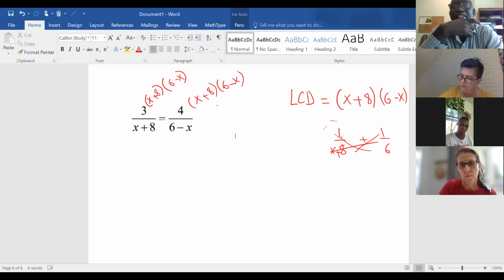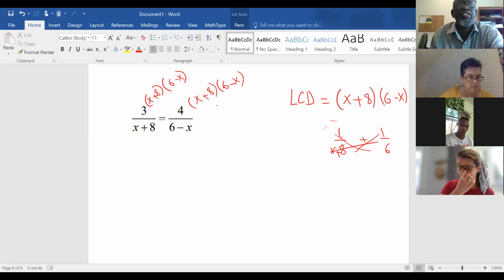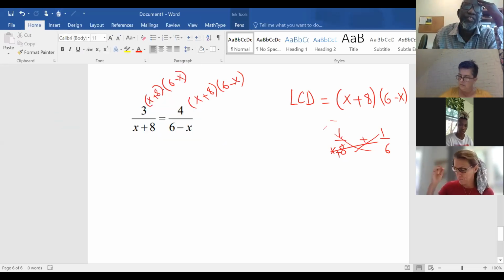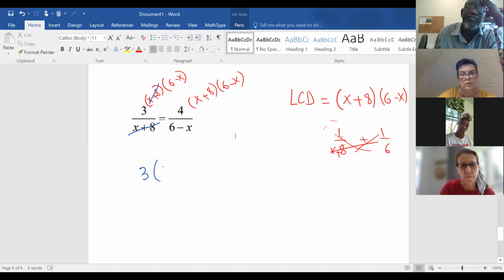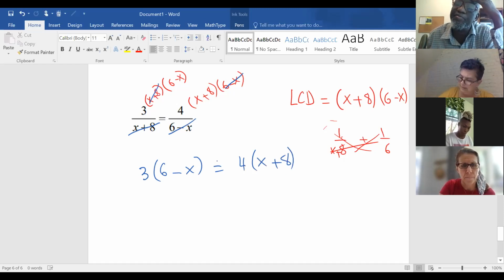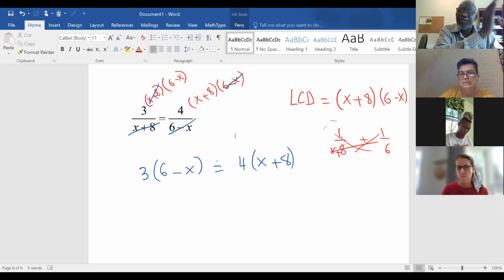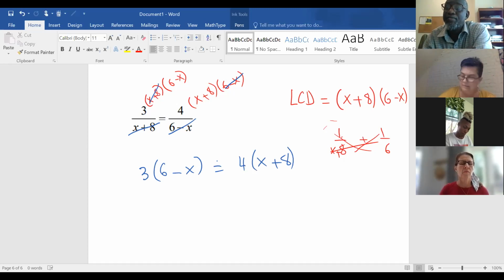What's going to be the next step? To do the crossings, right? The first one, what can you cross out? The x plus 8. What do you have left? 3 times parentheses 6 minus x. The second one, what can you cross out? 6 minus x. What do you have left? 4 times parentheses x plus 8. Does it match the cross multiplication? It does match, right? So cross multiplication is a particular case of what we've been doing. And cross multiplication only works if you have one fraction on the left side and one fraction on the right side. If you have more than that, then we don't cross multiply.